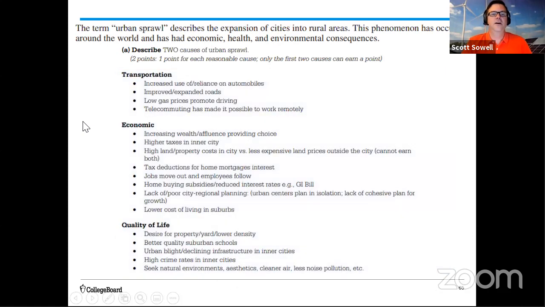All right, so you may have thought of things that we mentioned on that list just before. So changes in transportation use, lower gas prices, better roads, that might be able to get you out of that city center into a suburban area if that's your choice. Lower cost of living, higher taxes in the inner city, or that quality of life category of, you know, having a yard and less blight or less crime. So there's lots of reasons that people would shift from living in the city center out toward the suburbs.